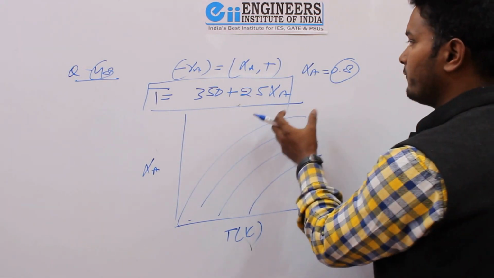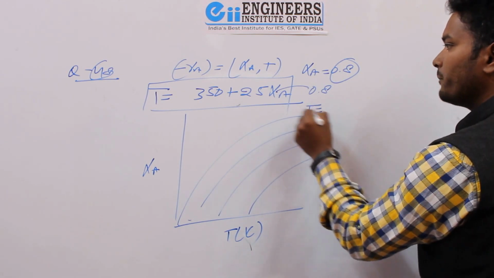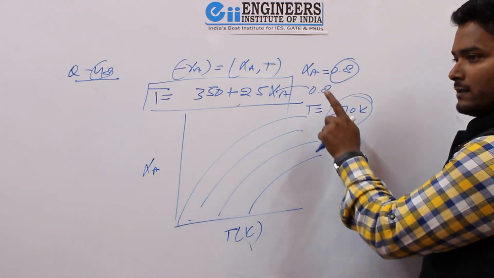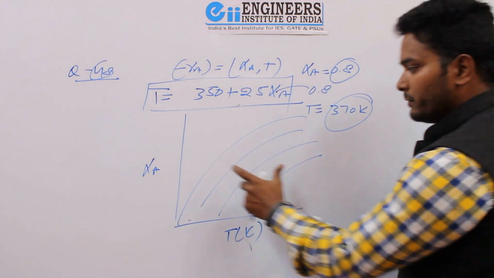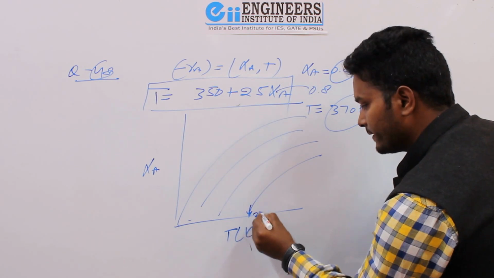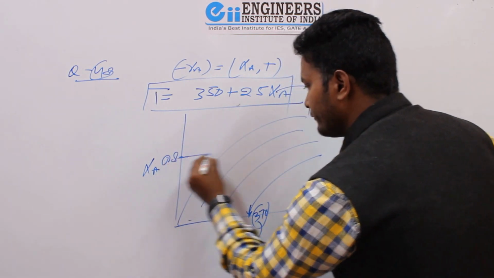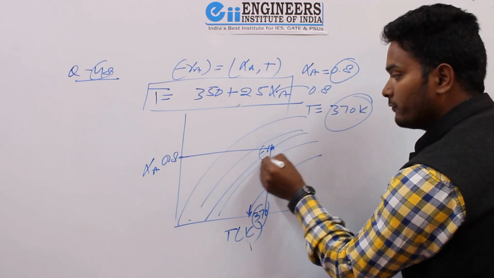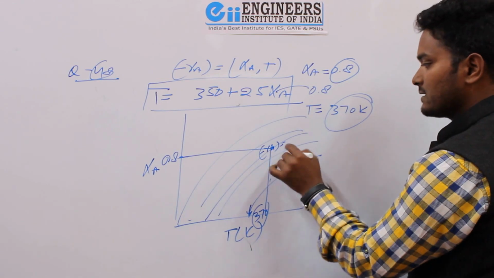Now, just put the value of conversion 80%. If you put X is equal to 0.8, you will simply get temperature is equal to 370 Kelvin. You can check. It means when the conversion is 80%, the temperature in the reactor is 370 Kelvin. Now, from the above diagram, fix the 370 Kelvin on the temperature axis, and the conversion is 80%, this is 0.8. If you match these 2 points, you will get the corresponding value of minus RA. From the curve given in the problem, you will get the value of minus RA is equal to 10.